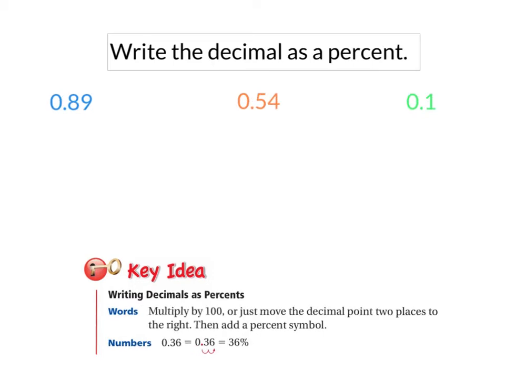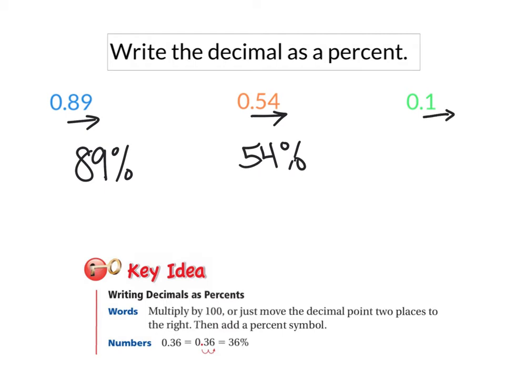Write the decimal as a percent. So again, to do this, we're going to multiply by 100 or just move the decimal point 2 places to the right and then add that percent symbol. So 2 places, so I end up with 89%, put on my percent symbol. 2 places, I end up with 54%. 2 places, don't get tricked on ones that look like this, I end up with 10%.